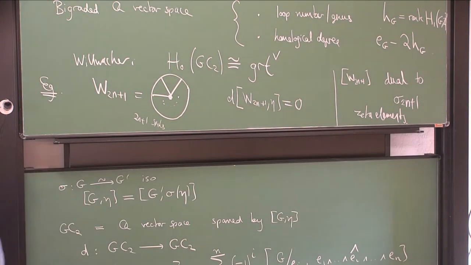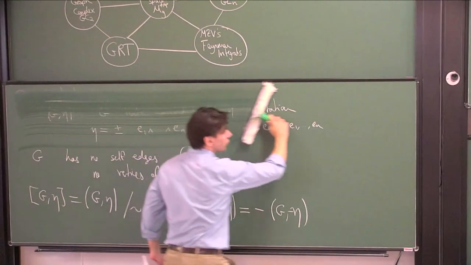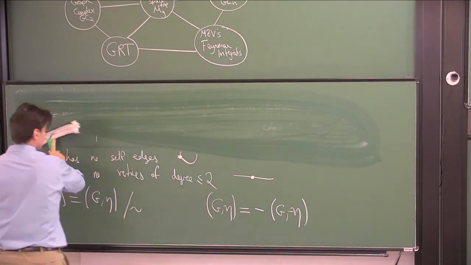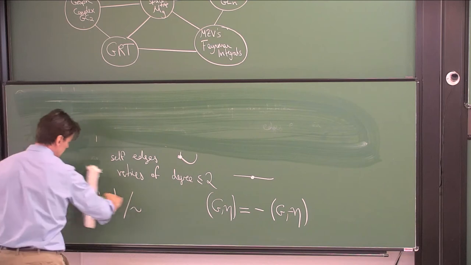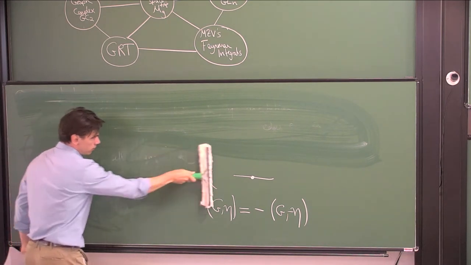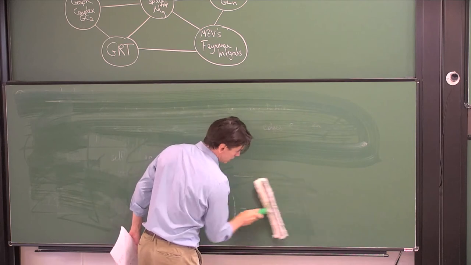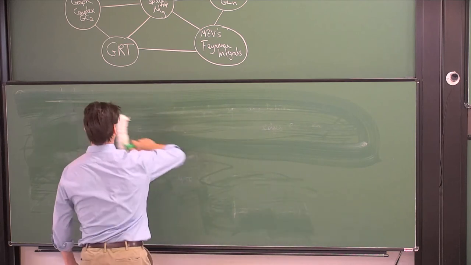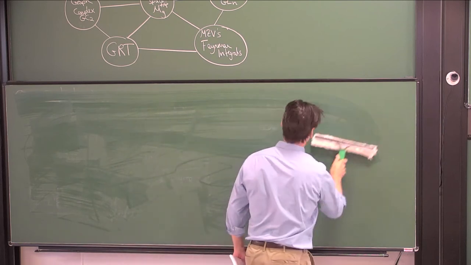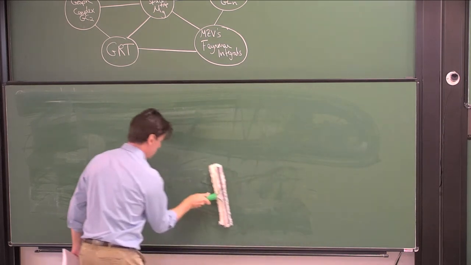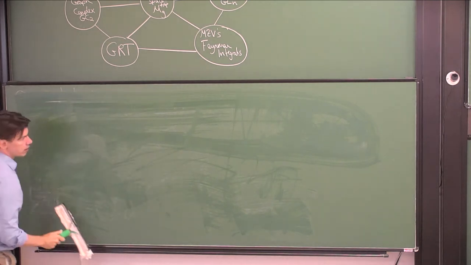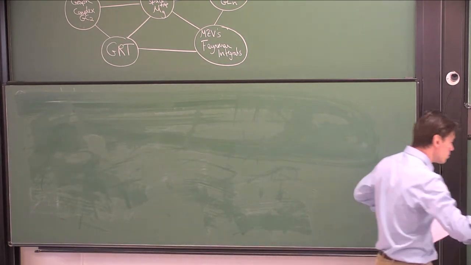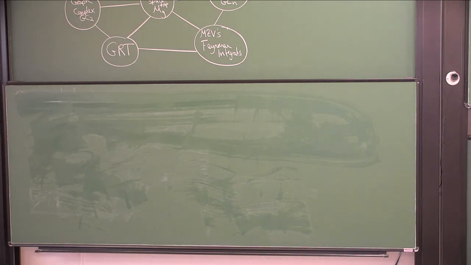Good. But the question remains, what is the higher degree homology of the graph complex? And I think it's fair to say that there's no completely convincing conjecture that tells us what its structure is. And lots of results, but there's no statement that completely nails it down, in my opinion.